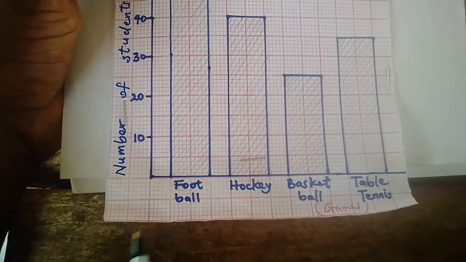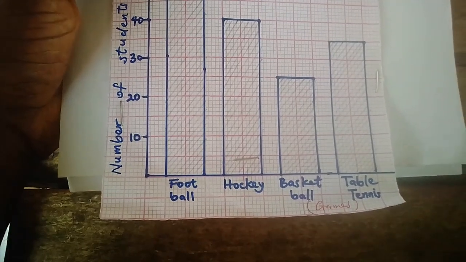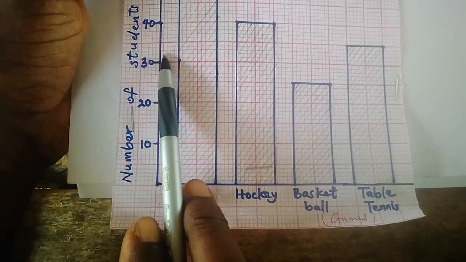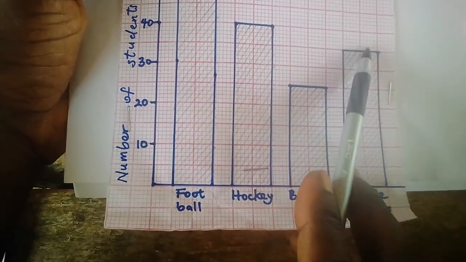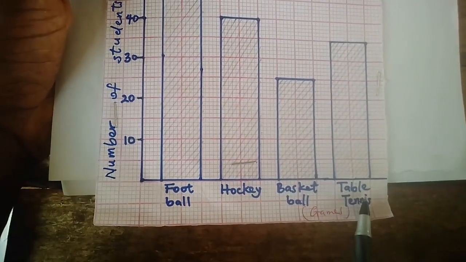Then the next one is 35. Those that played table tennis are 35 students. So if this is 30, 31, 32, 33, 34, 35. Now you can see, so draw your rectangular block. So you must write whatever it represents. This is for table tennis.